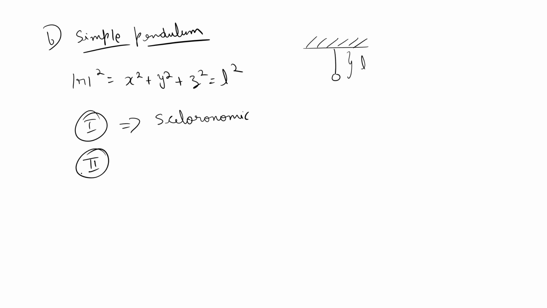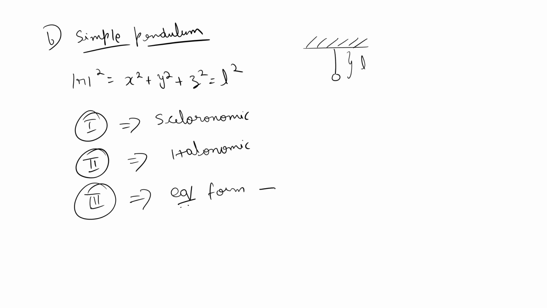Is it holonomic or non-holonomic? Independent or dependent on velocity? If it is scleronomic, it is obviously holonomic, because both are independent of time and velocity. So type 3, it has an equation, so it is in equation form, right? If it is in equation form, you call it bilateral. You can also see forward and backward motions are possible with this.